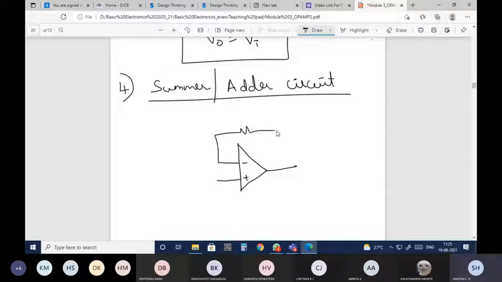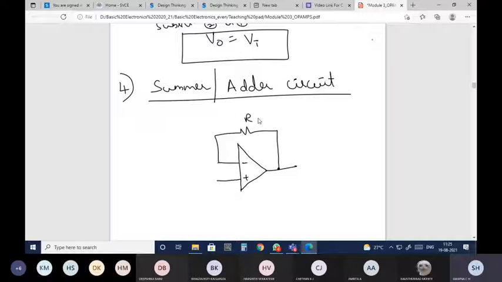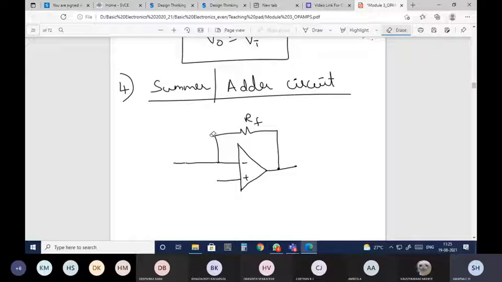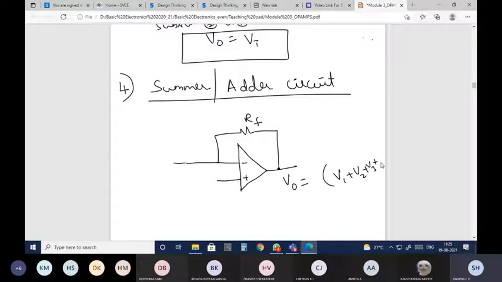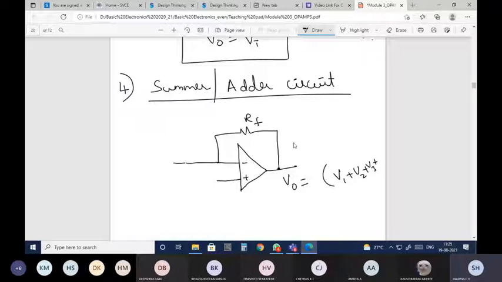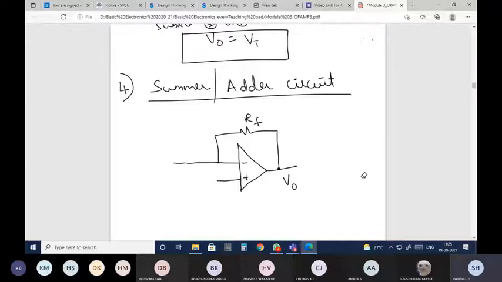And the negative feedback will be there, RF. And here we will connect all the three, or however many inputs you want, you can give. I'm just taking 3 inputs, giving 3 voltages here. So V0 should be equal to the sum of whatever input voltages you're giving. Maybe infinite, I don't know how many inputs I'll give here. That many voltages should be added. So that is what this circuit has to perform.